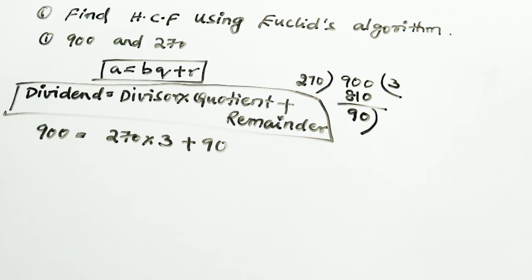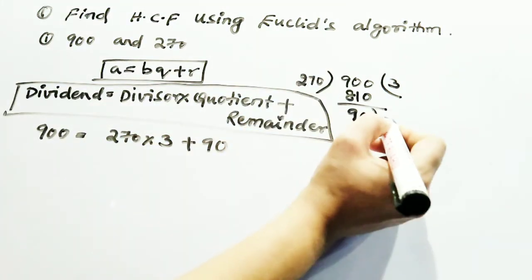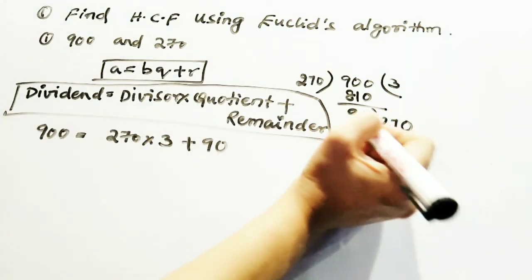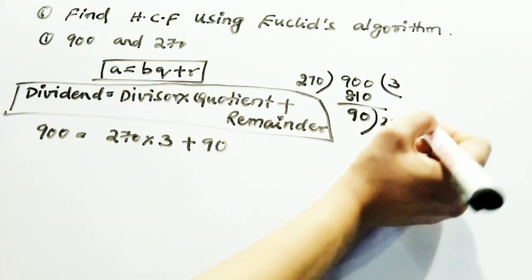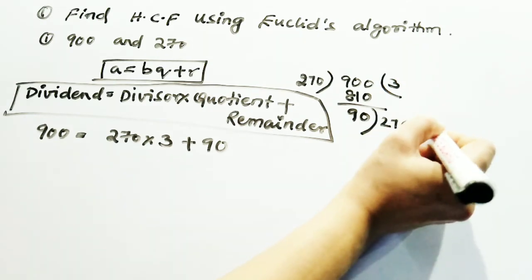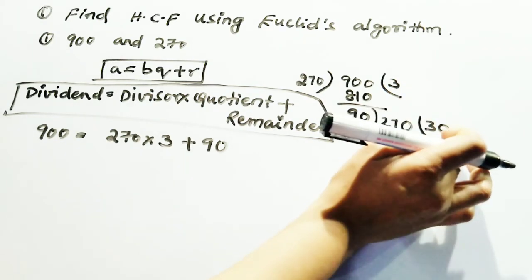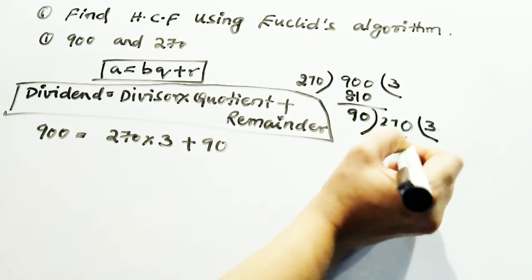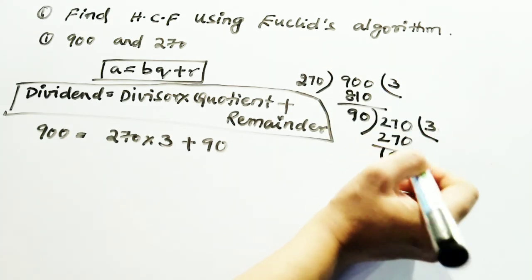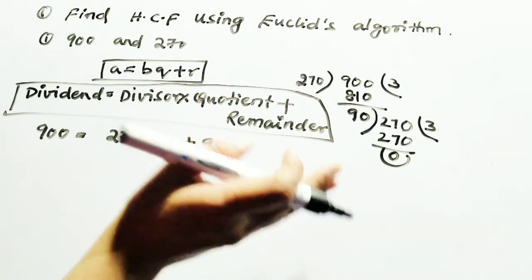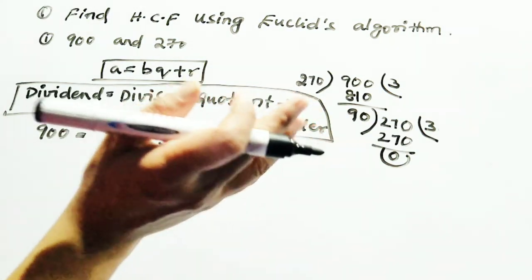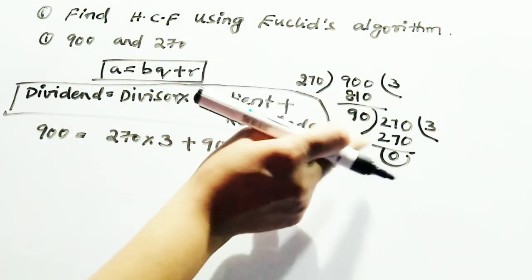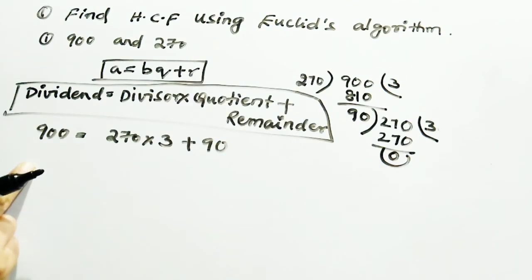Take 90, take this value as your dividend, and the remainder becomes your divisor. 9 threes are 270. You will get the remainder as 0. When you get the remainder as 0, you have to stop calculating. Let's form this division in the form of an expression.